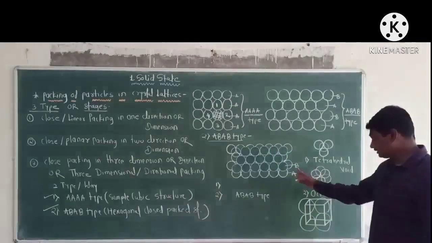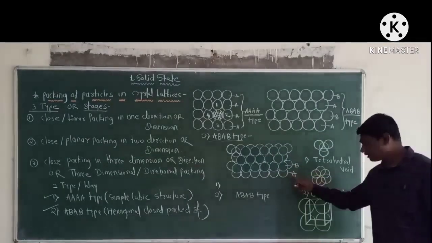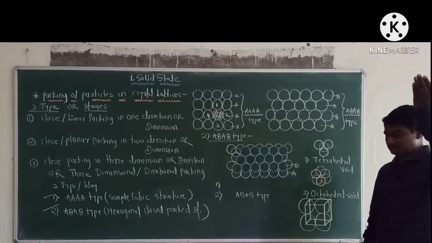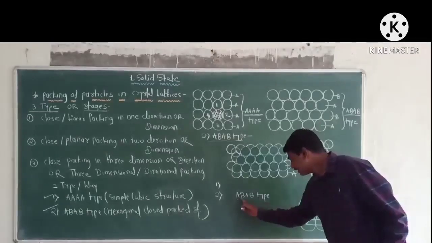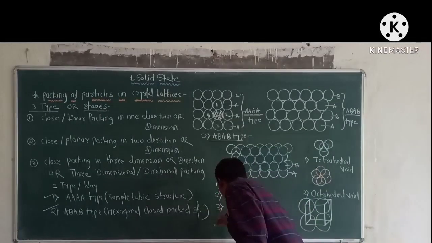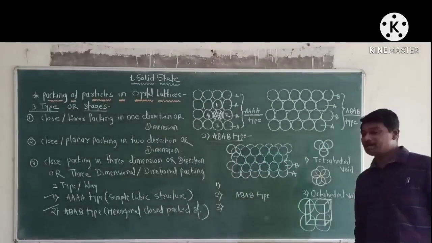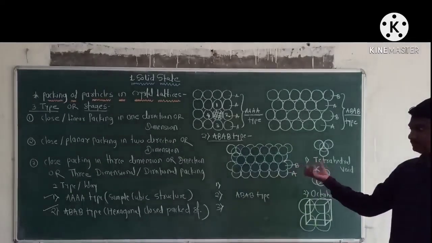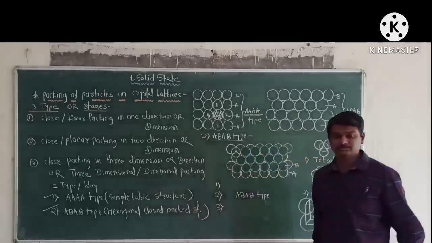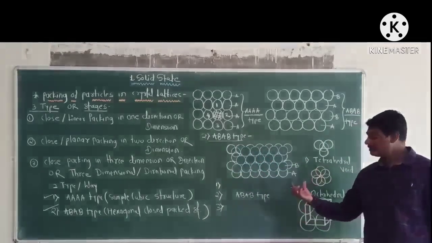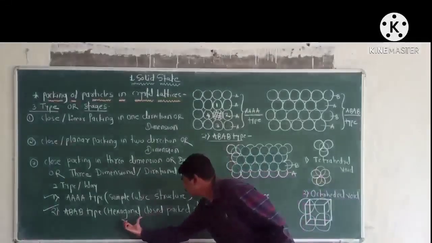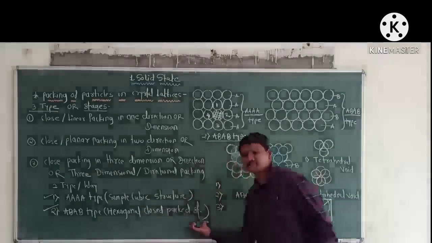In this packing, the first layer is called A type, the second layer is called B type, and so on. So commonly it is called AB type. Now, third point: the crystal structure made by such a packing is called hexagonal close packed structure.